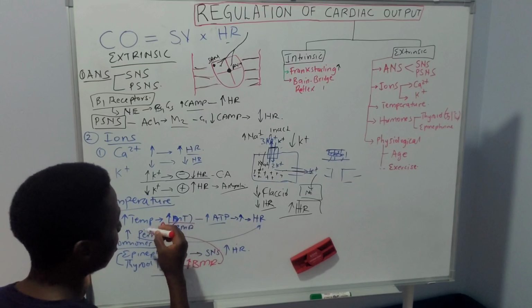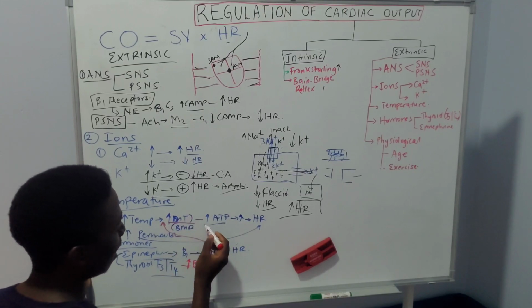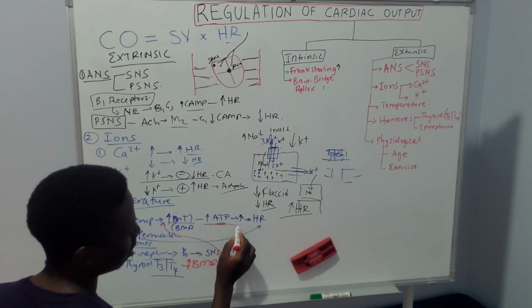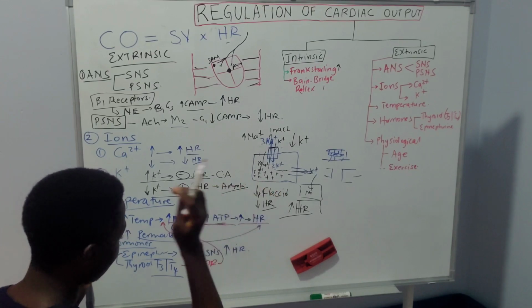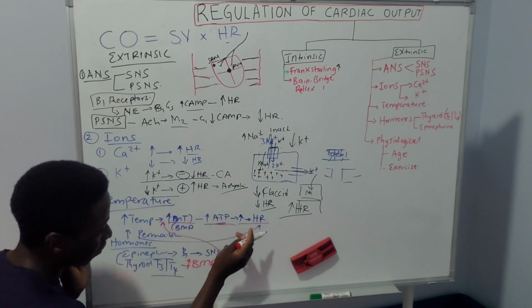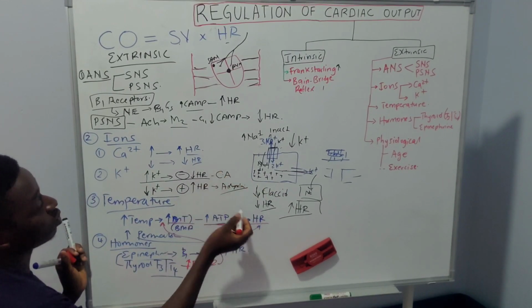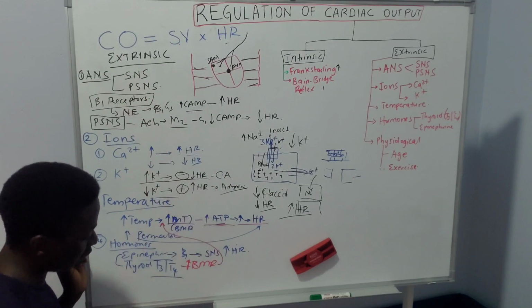Generating heat will increase basal metabolic rate, increasing enzyme activity, ATP generation, and then obviously we're going to have contractility and heart rate, and stroke volume goes high. When stroke volume increases, you have increase in cardiac output.